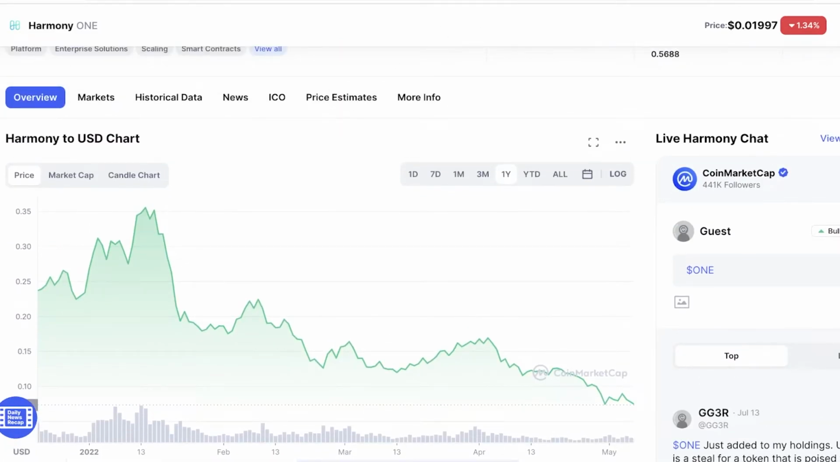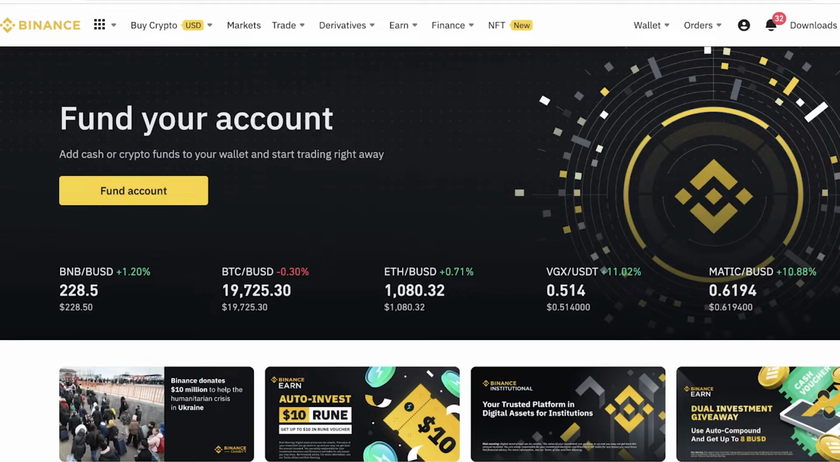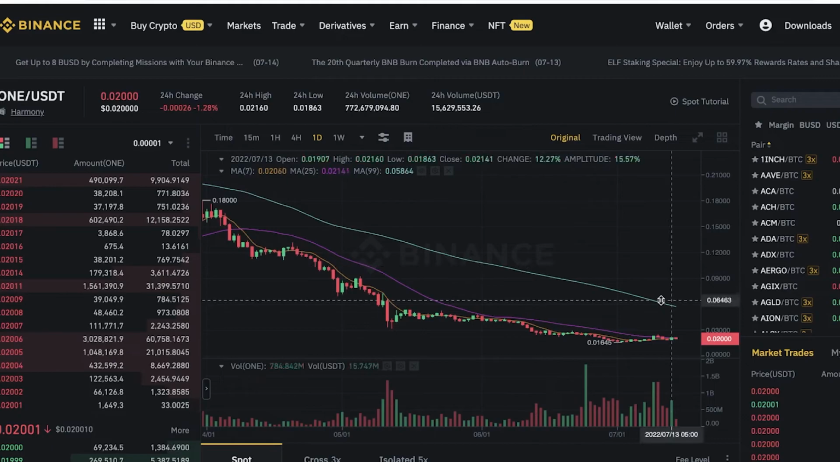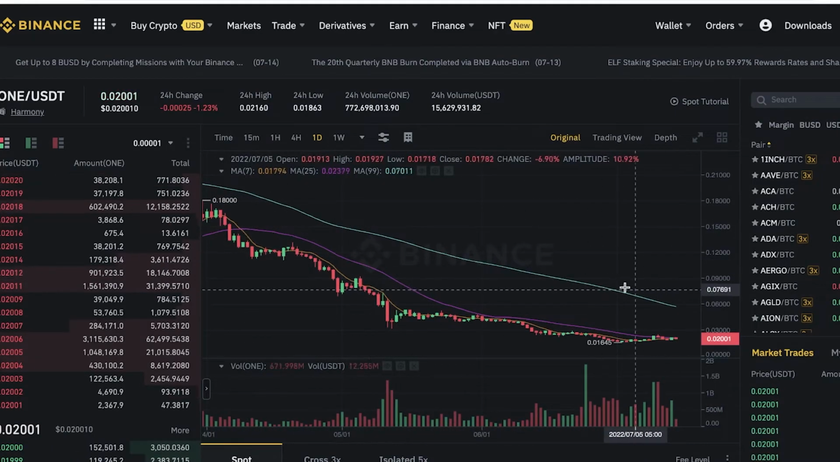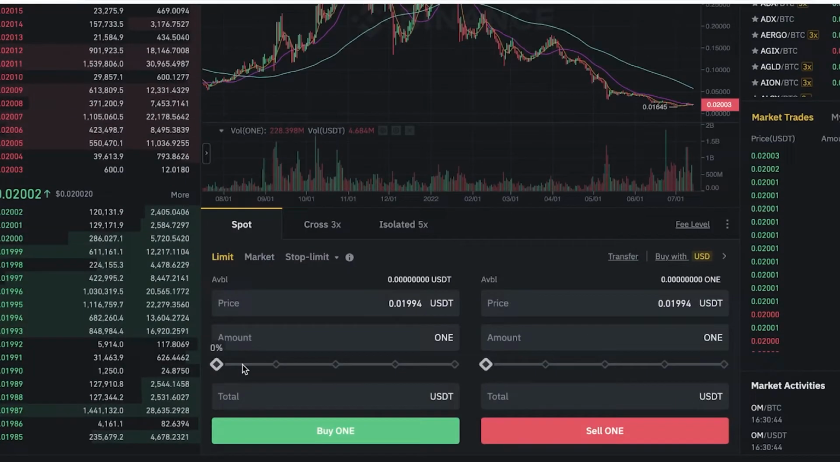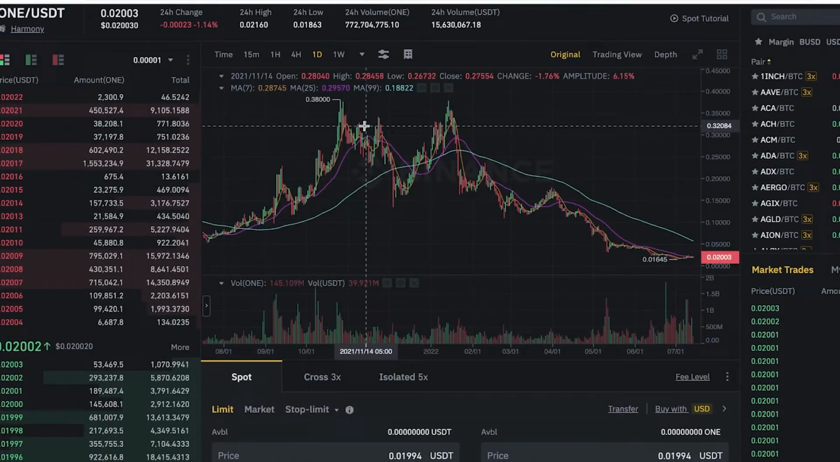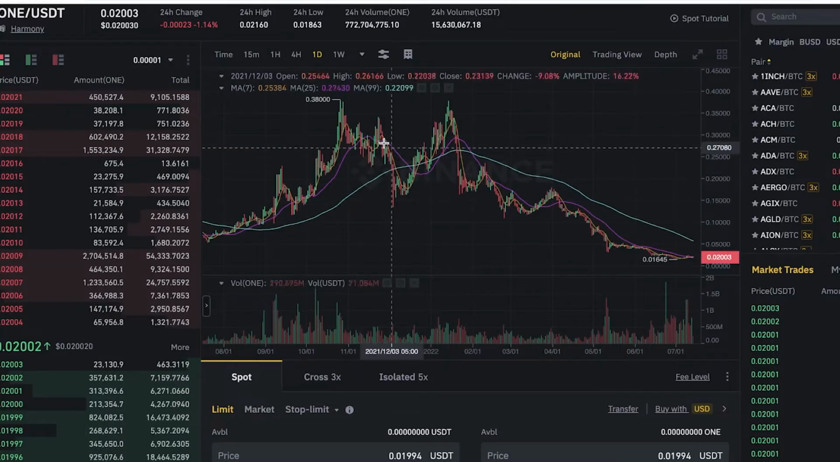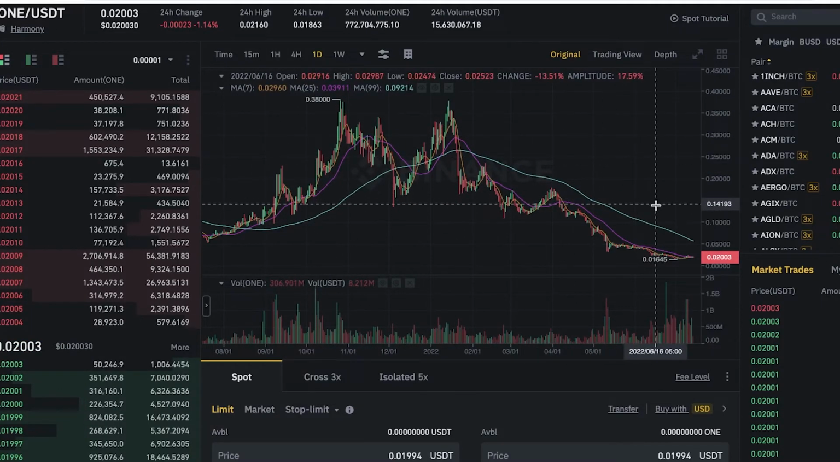However, Harmony is readily available to purchase. So if we take a look at Harmony on Binance, you can see that the graph is a linear downward spiral for Harmony, because you can see it had a very sharp increase over here, and since then it has only been going down. The price for this token is going to go down further.